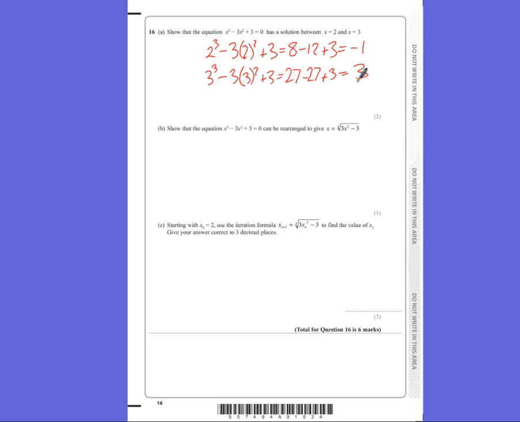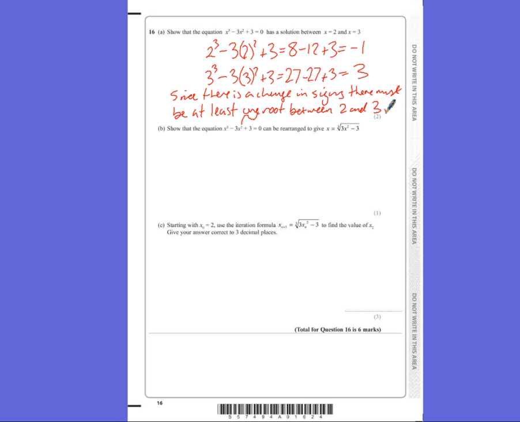So since there is a change in signs, there must be, I'm going to put at least one root, because it could be that there are 2 roots, because a cubic graph goes like this. So it could be at least one root between 2 and 3. It could be that there are 2 roots, but we'll just put it as that.